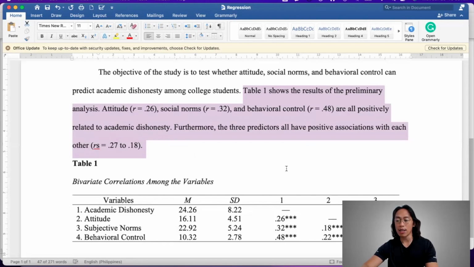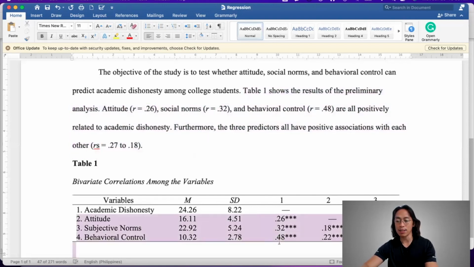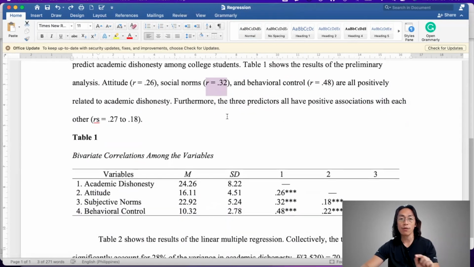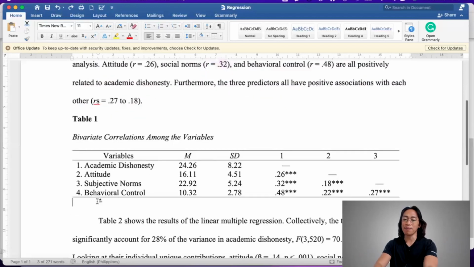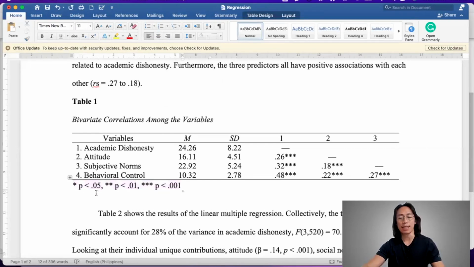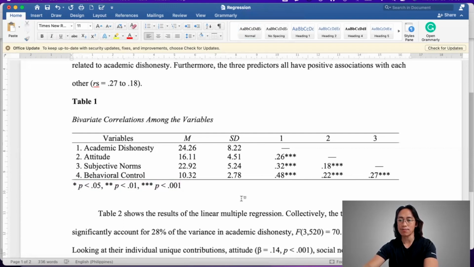So where did I get these values? Of course, I got these values from the table here. So 0.26, 0.32, and 0.48. If you like, you can also add the p-values here. Oh, that's one thing I forgot to place in the previous video about the tables. I forgot to put the legend. So let's do that here. There you go, Times New Roman. One asterisk means the p-value is less than 0.05. Two asterisks, the p-value is less than 0.01. And three asterisks means that the p-value is less than 0.001.